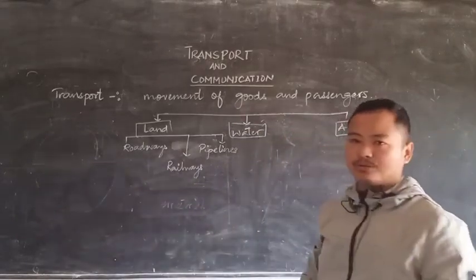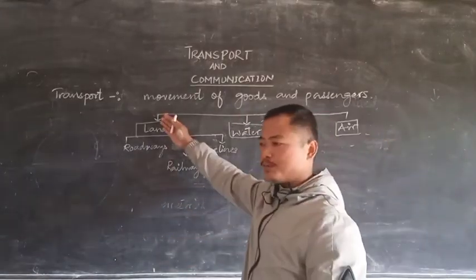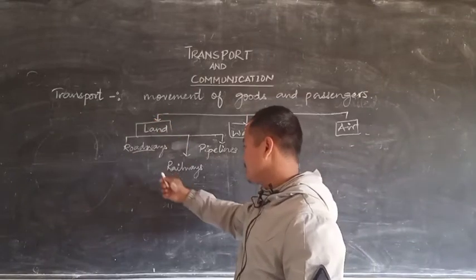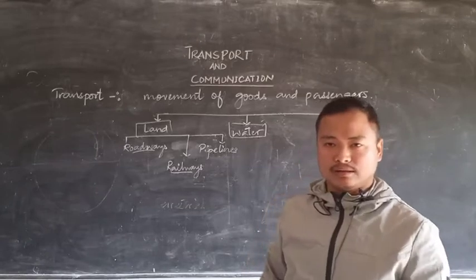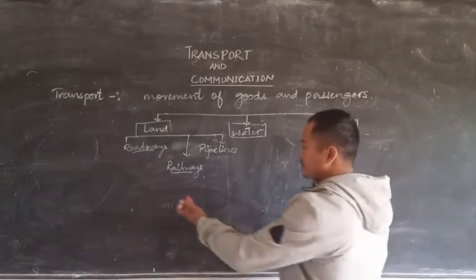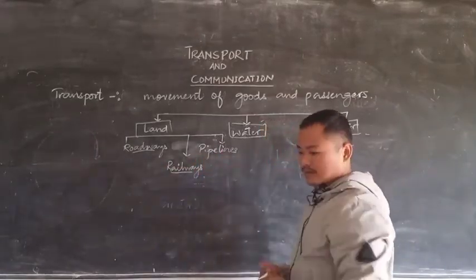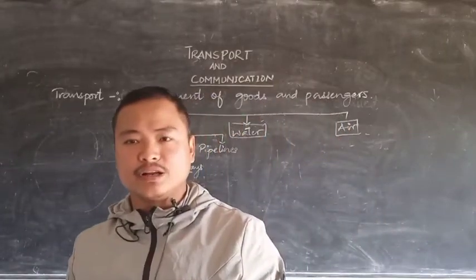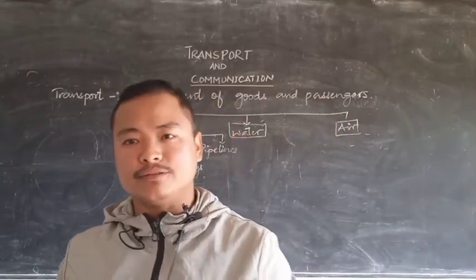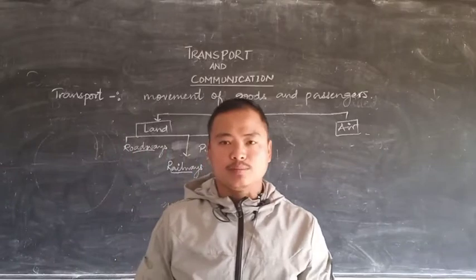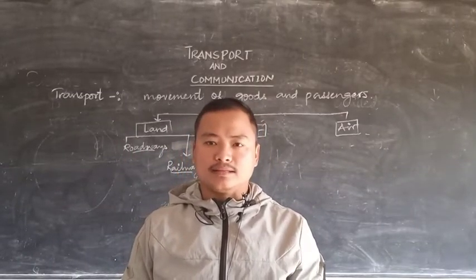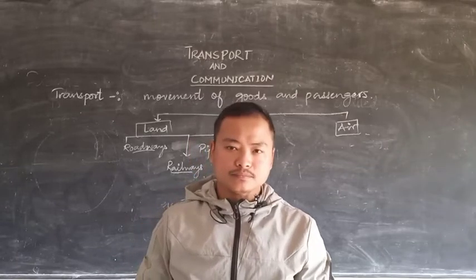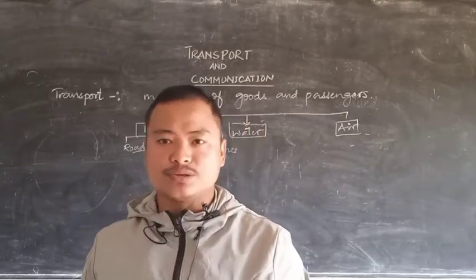So today's topic to be discussed would be land transport, on which we will be discussing basically roadways and railways for today's class. Land transport is of three different types: roadways, railways and pipelines. Roadways and railways are very common to us, and we understand how helpful they are in economic progress or development of a particular place.